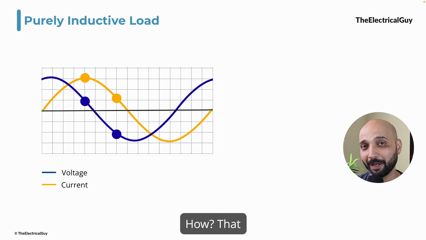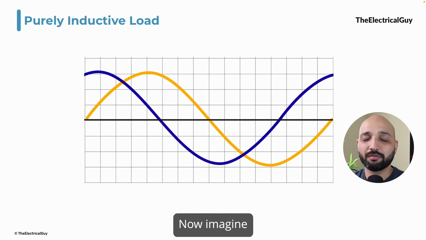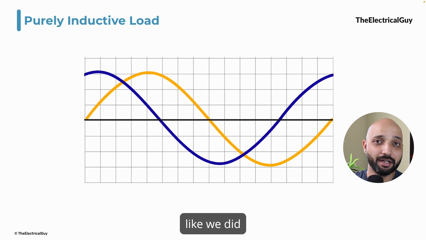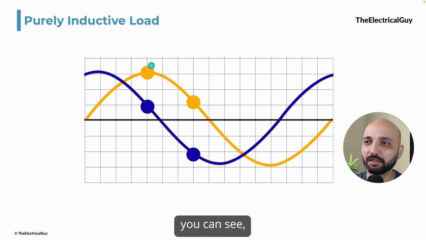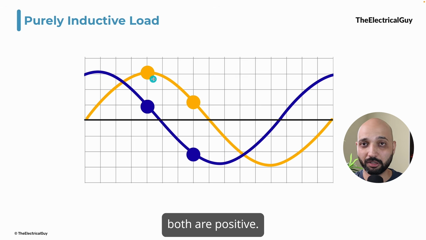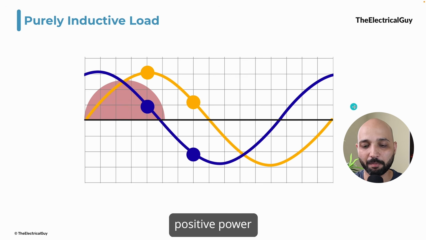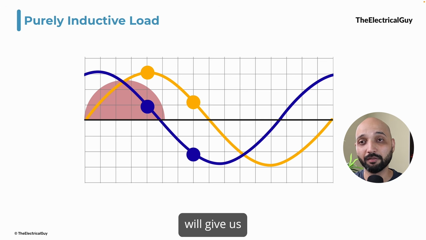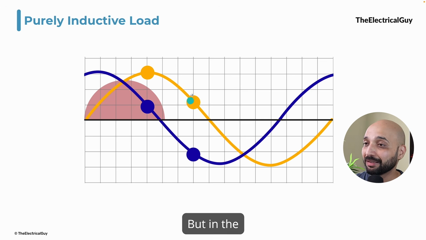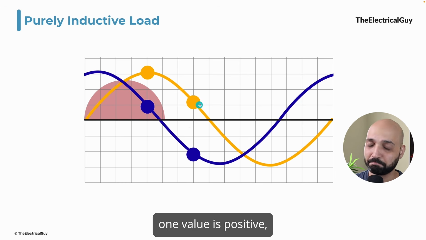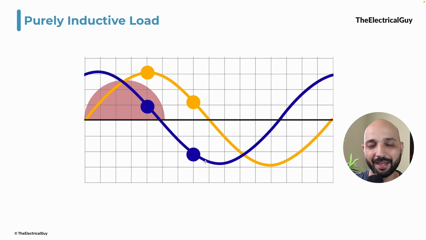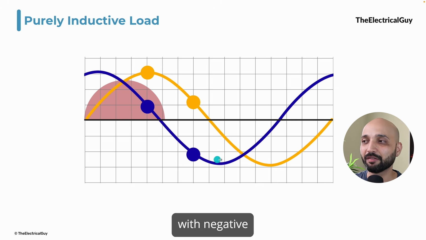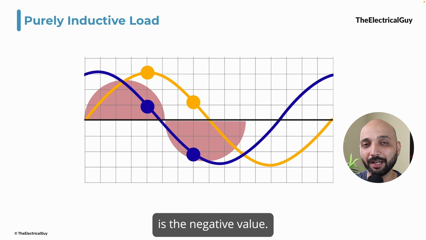And this creates a problem. How? That you will understand when we calculate the power. Now imagine we calculate the instantaneous power like we did in the resistive circuit. So I'll take these two points as a reference. On this first point, you can see the voltage and current both are positive. So no problem here. We will get positive power because positive multiplied by positive will give us a positive output. But in the second scenario, one value is positive, okay, no problem, but the other value is negative. And when you multiply positive with negative, the result is a negative value.